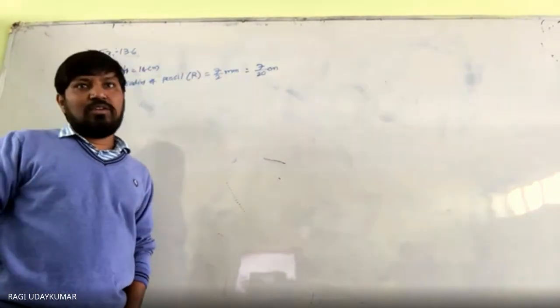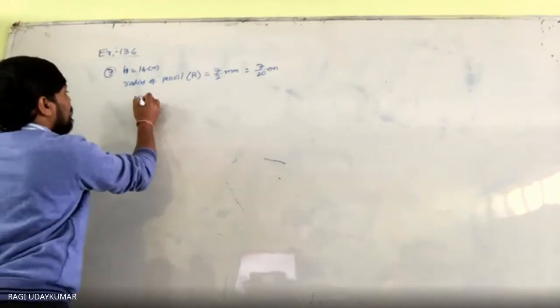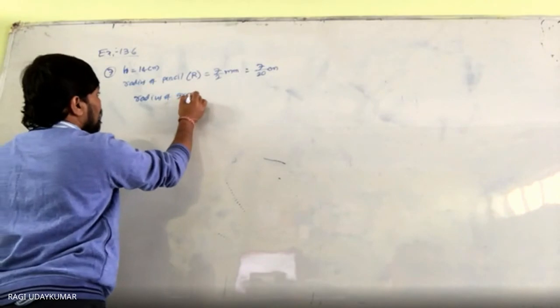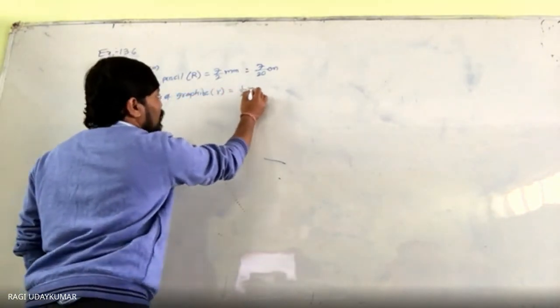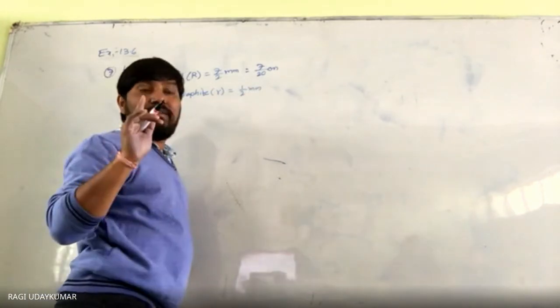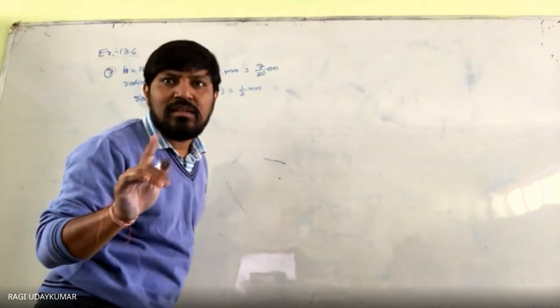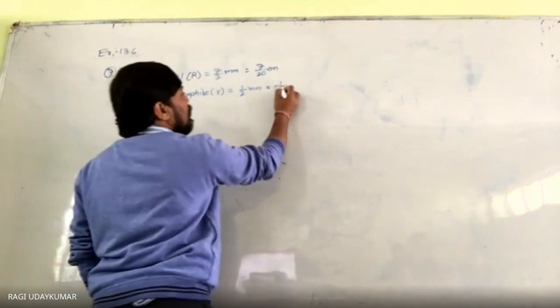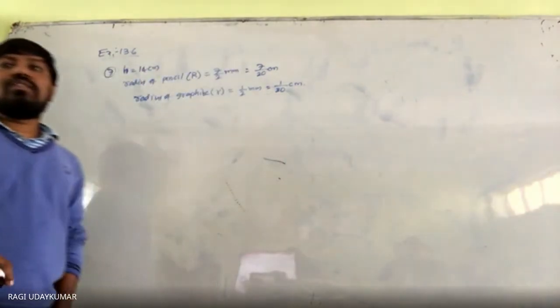Now the radius of the graphite. Small r is equal to 1 by 2 millimeters, since 1 millimeter is the diameter given here. Which is equal to 1 by 20 centimeters. So first find out the volume of the graphite.